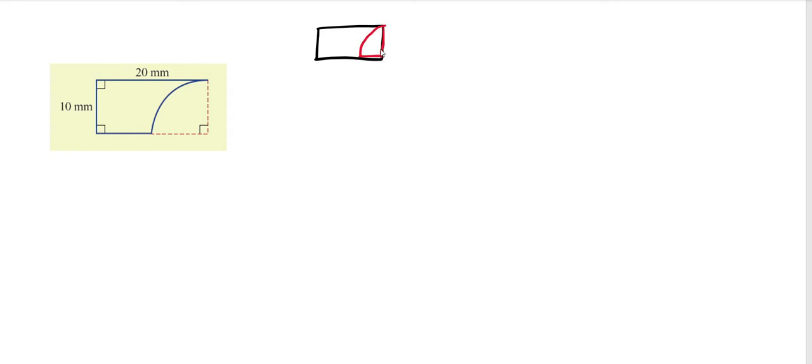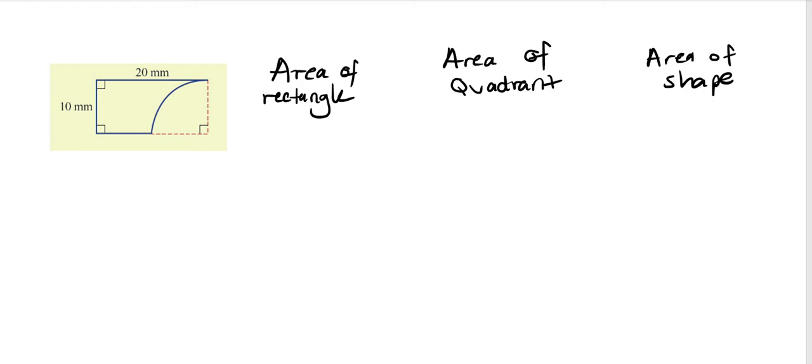Okay, and that piece we can see is a quadrant, a quarter of a circle. So if I can find the area of that whole rectangle, subtract what's being cut out, the area of the quadrant, it'll leave me with the area of the shape. So there is my plan. Area of the rectangle minus the area of the quadrant will equal the area of what I'm left with, that shape. So let's start off with the area of a rectangle.